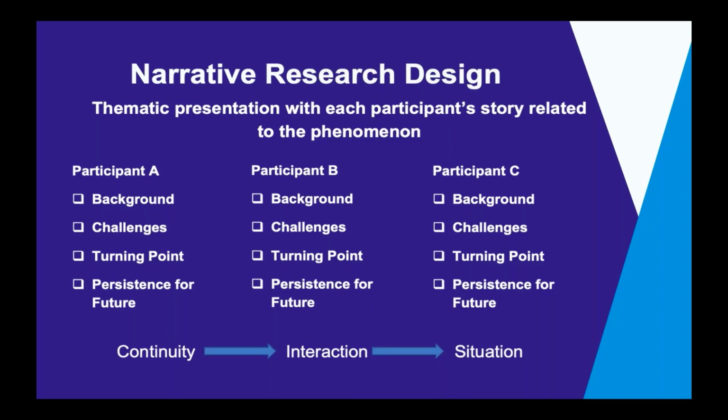Interaction has to deal with the interaction between oneself and the phenomenon, and interaction with others in relationship to the phenomenon. And then situation has to do with place. If you're using Clandinin and Connelly, these become really, really important, and that idea of place could potentially come up in all of these themes that we see.